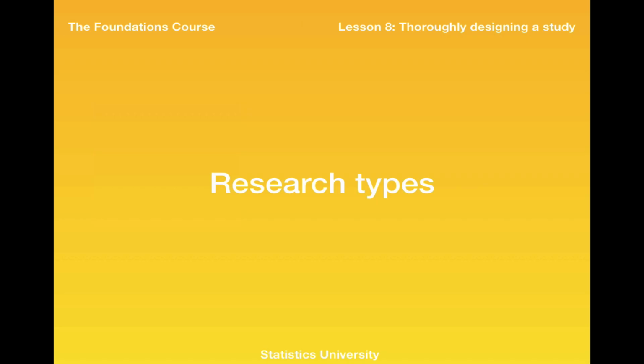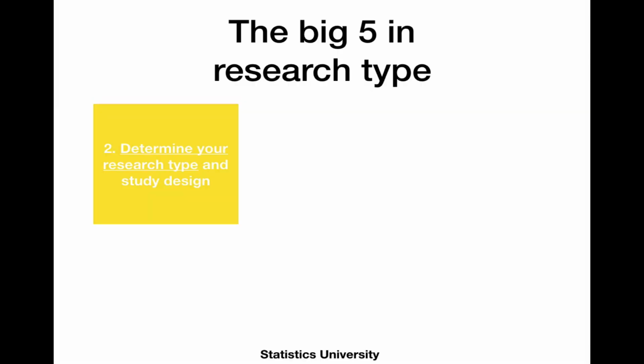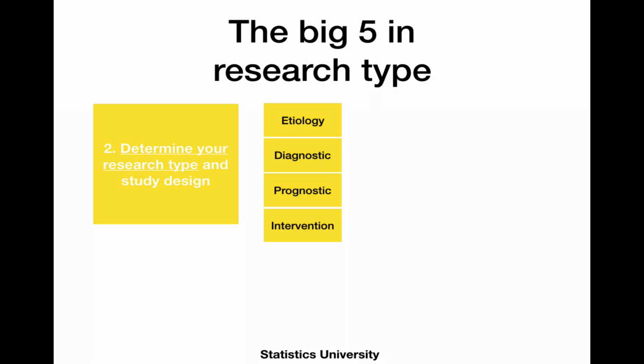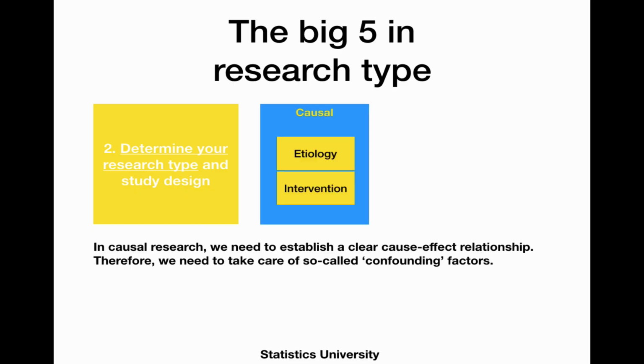And now that we have stressed the importance of research questions, let's move on to the different research types in clinical research. There are basically 5 important types of clinical research: etiology, diagnostic, prognostic, intervention, and reproducibility and agreement. So what's the difference between these types of clinical research? Let's start with the causal research types.